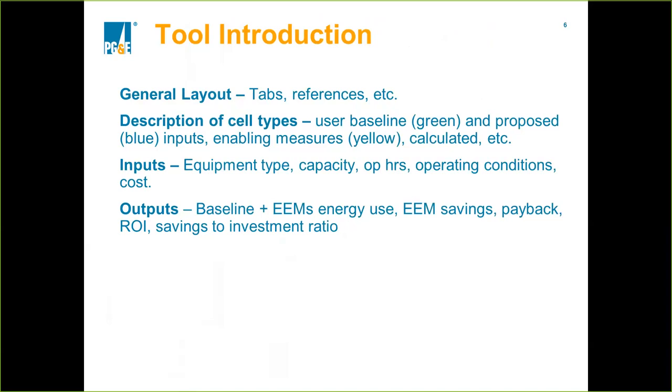So any cells that are green are showing baseline operation. And any cells that are blue, those are proposed inputs. And then we have some cells that are yellow that will enable calculating the measures, and also they will determine if the calculations are done with simple inputs or with trend data inputs.